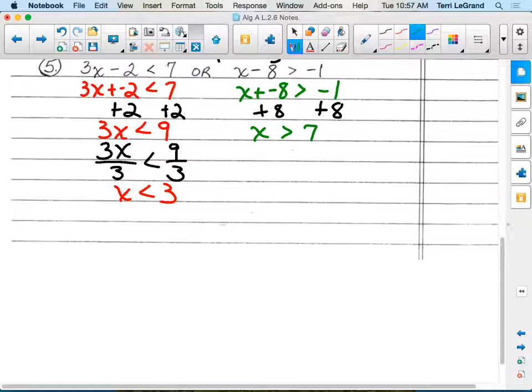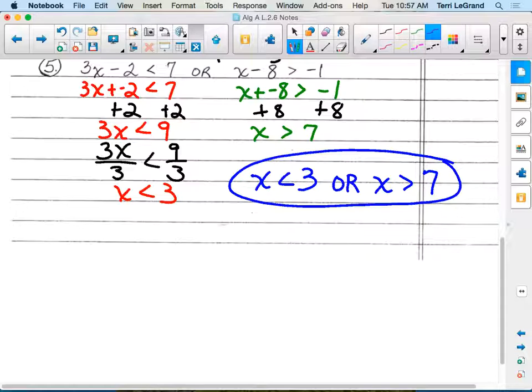Okay, now when we write our algebraic solution, we don't get to just circle these two things and call it good. We have to do what? In what order would they come on the number line? Who's first, 3 or 7? 3. So let's do it in that order in our actual solution. X is less than 3. What word? Or. You don't get to leave that word out. X is greater than 7. There's our algebraic solution. Go ahead and graph that. Hopefully our graphs will look the same.